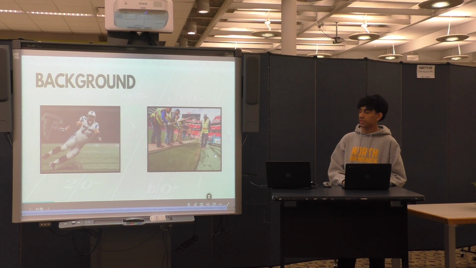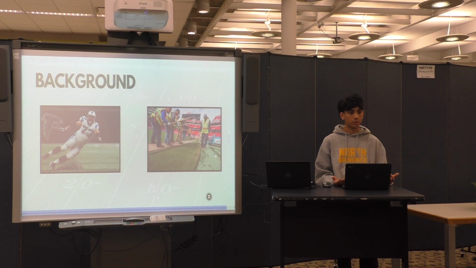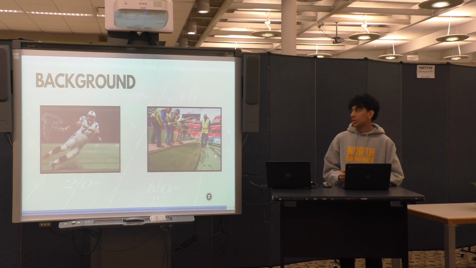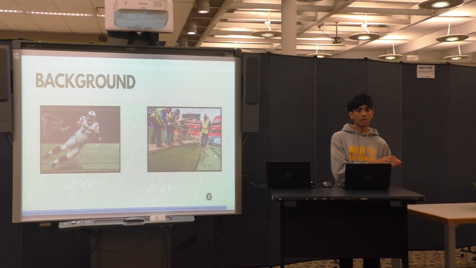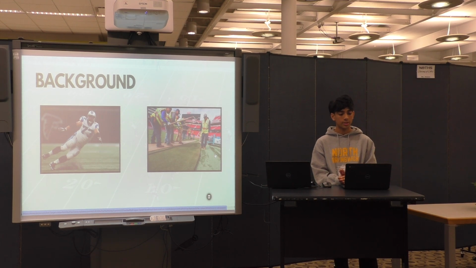So here is some background, or like the comparison of artificial turf in general and natural grass. Artificial turf and natural grass are both used in the NFL. It's pretty much half-half, where 14 teams use artificial turf and 14 teams use grass, and then 2 teams use actually a mix of both.